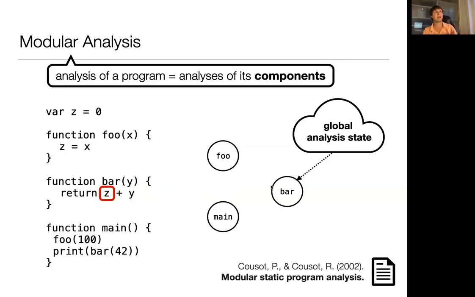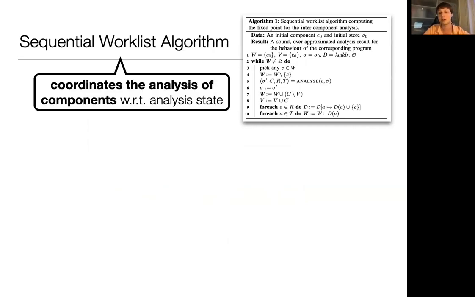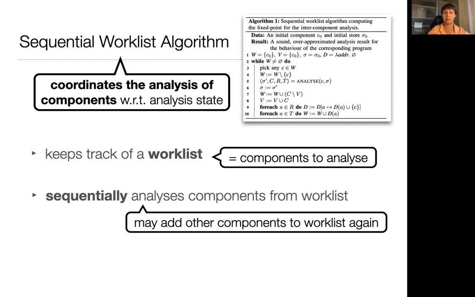In general, in a modular analysis, the analysis of one component can trigger the analysis of other components. To properly take into account these indirections, a modular analysis employs a simple worklist algorithm. Now, the full algorithm can be found in the paper. I'll just describe what it does here at a high level. In essence, this worklist algorithm is responsible for coordinating the analysis of components, taking into account the updates to the global analysis state. So for this purpose, it will keep track of a worklist which contains all the components that still need to be analyzed. It then repeatedly picks some component from the worklist and analyzes it.